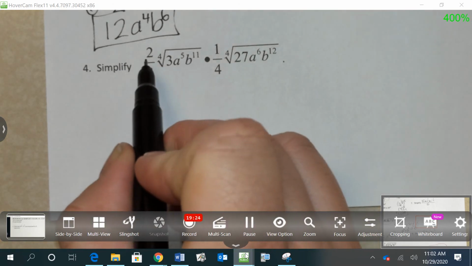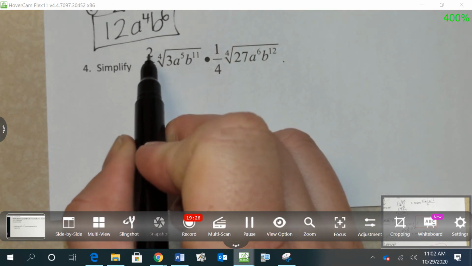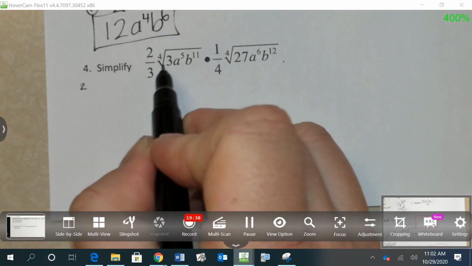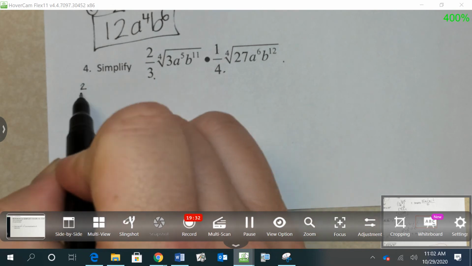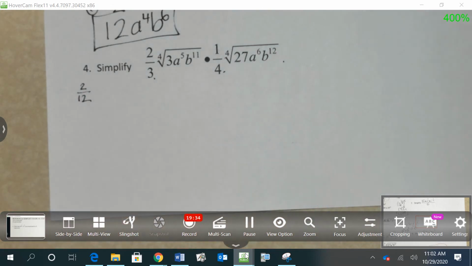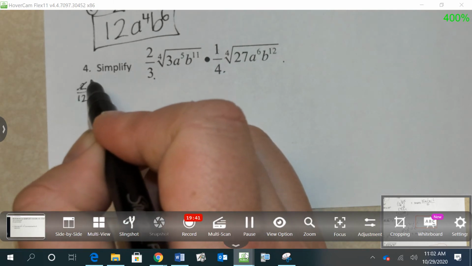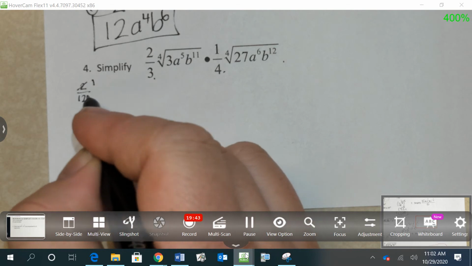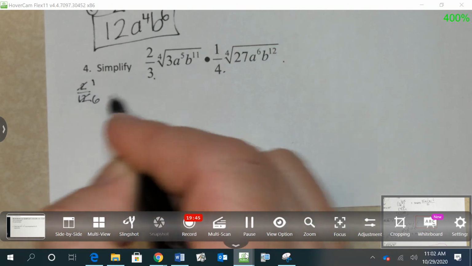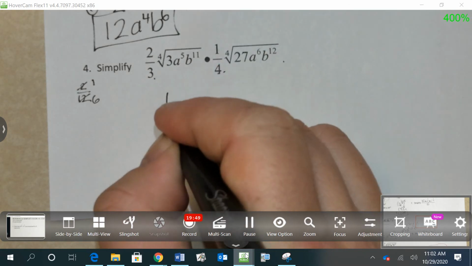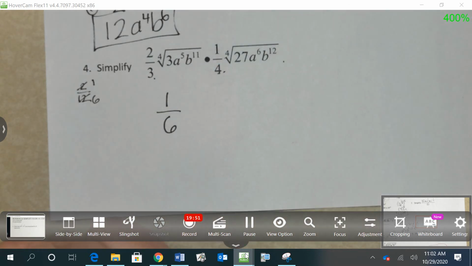So how do we multiply fractions? We multiply straight across. 2 times 1 is 2. I'm going to just write it down really small. And 3 times 4 is 12. The reason I'm writing it down small is because you're my third class of the day, and I know that this can be reduced. 2 divides into itself 1 time, and 2 divides into 12 6 times. So 2/3 times 1/4 reduces to the fraction of 1/6.